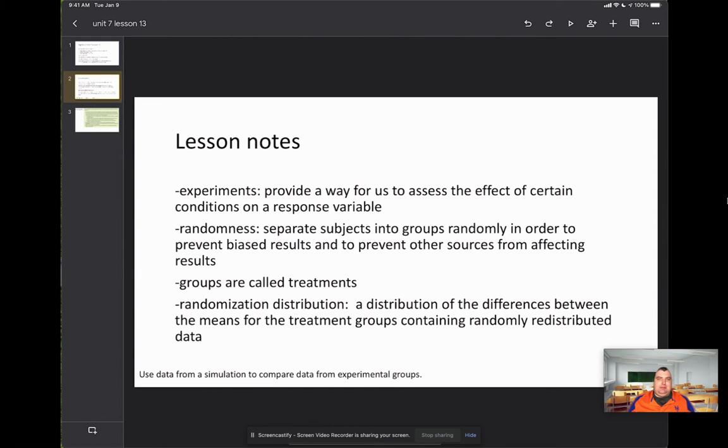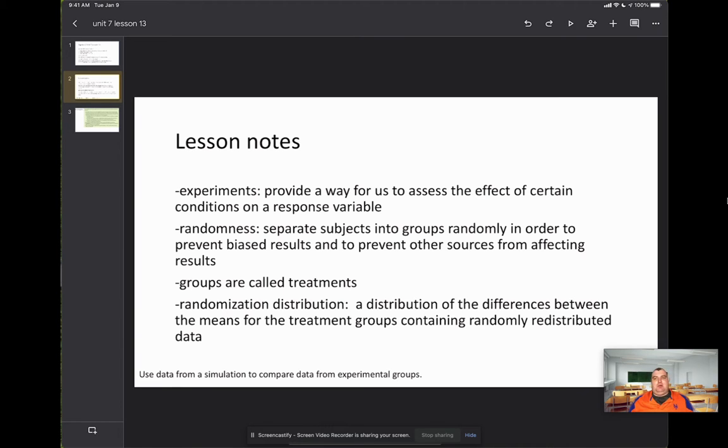When you conduct experiments, it usually involves groups. And in this case, you want to separate the subjects or the participants into groups randomly. Okay. Randomly is really important because you want to prevent biased results, and you want to particularly prevent other possible sources from affecting those results. The groups that you divide people in are called the treatment groups.